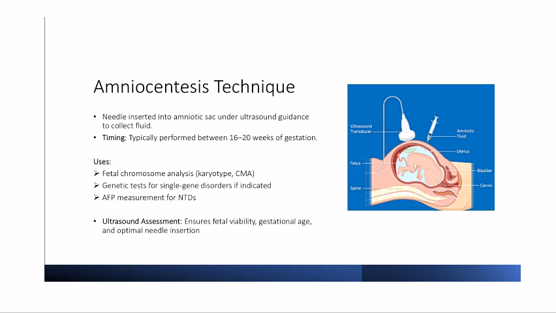Amniocentesis, typically done between 16 and 20 weeks, involves using ultrasound to guide a needle into the amniotic sac to collect fluid for analysis. This fluid can be tested for chromosomal abnormalities, single gene disorders, and neural tube defects. Ultrasound guidance ensures fetal safety and allows for precise sampling.